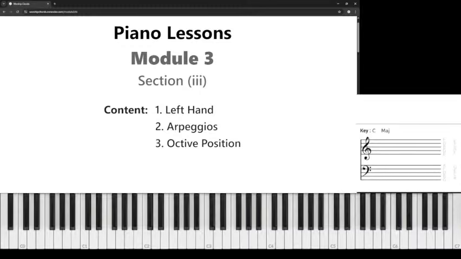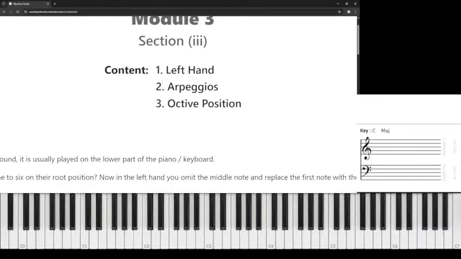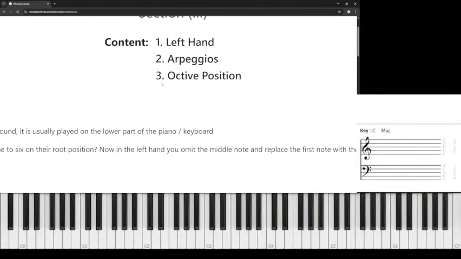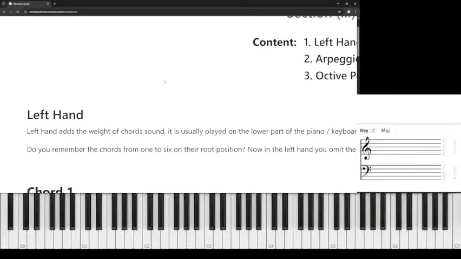Now on this one, this is where things get a little bit tricky, because now you are going to play with 2 hands, and when you play with 2 hands, the sound becomes richer, and also you have to be keen on what you're playing. But with practice, everything becomes perfect. Now let's start with the left hand, and then we have the arpeggios, then we'll finish with the octave position.